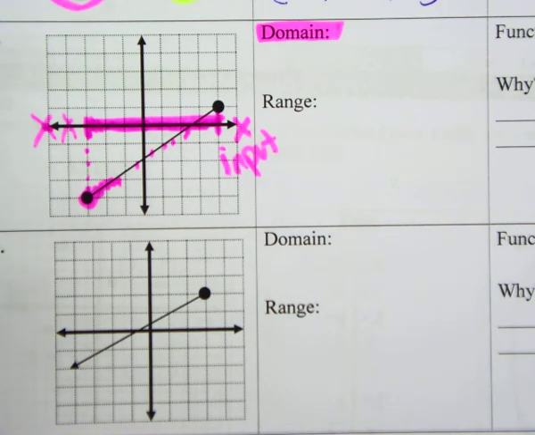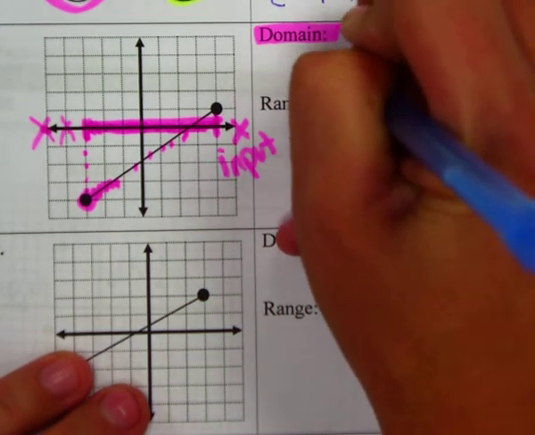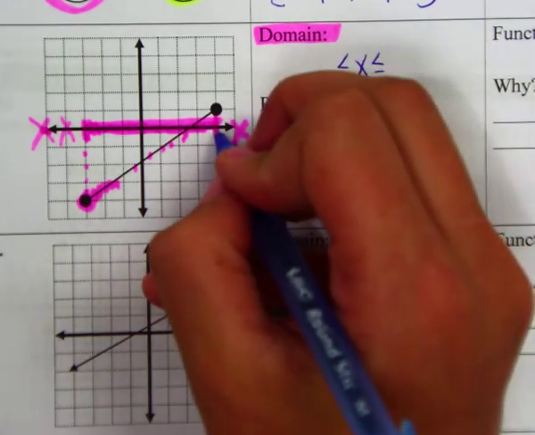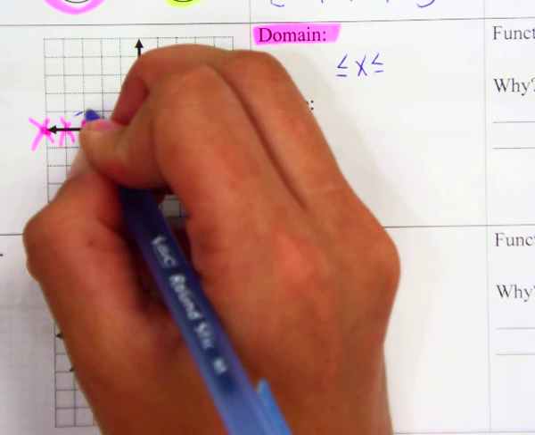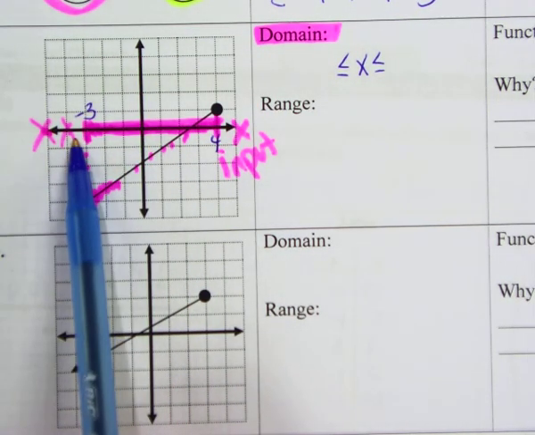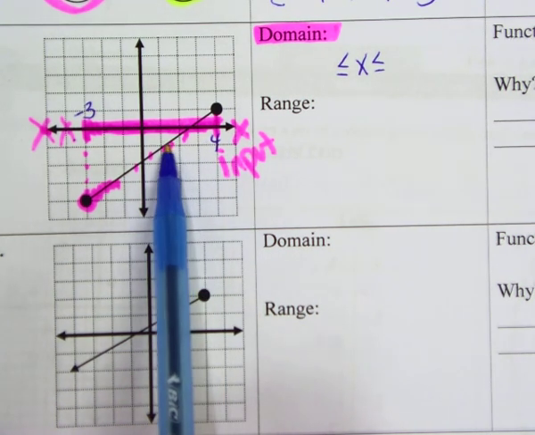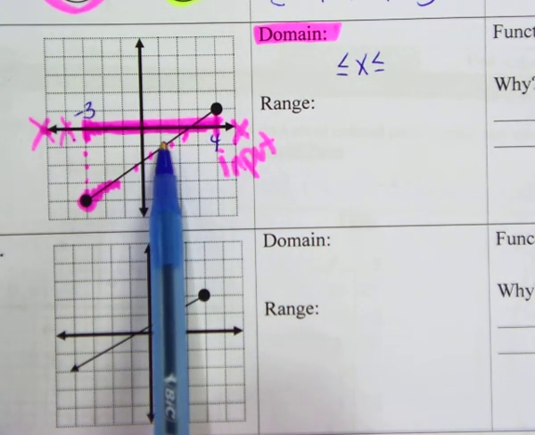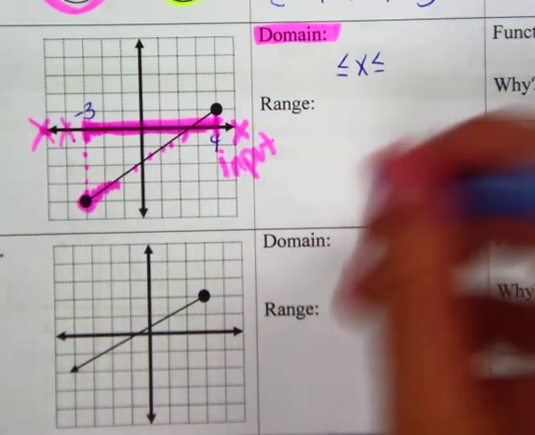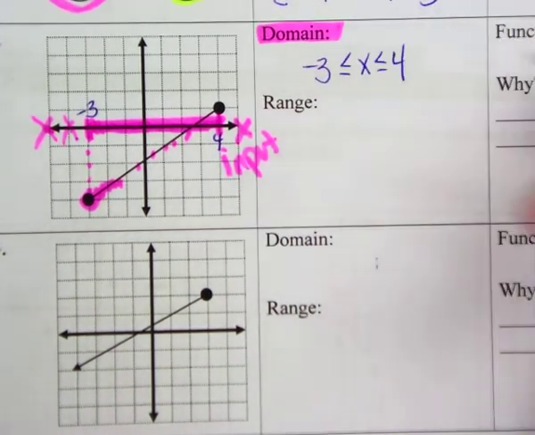Okay? The way that we write this, so x is less than or equal to, less than or equal to. You always start off with that. And what you're saying is that this is 4 and this is -3. Any x value between -3 and 4 has an output, meaning it's part of the domain. So if x is between two numbers, it's less than 4 and it's greater than -3.